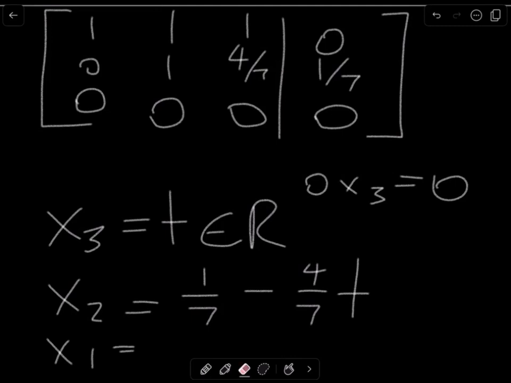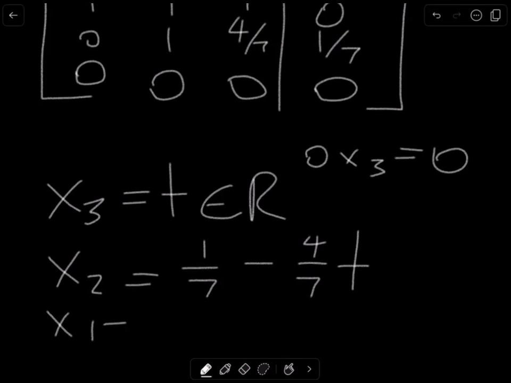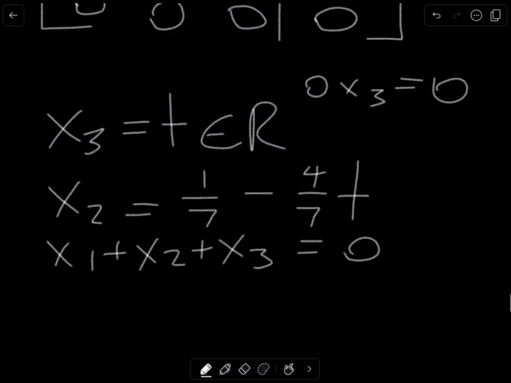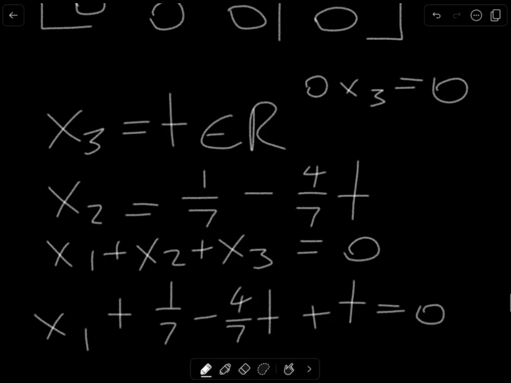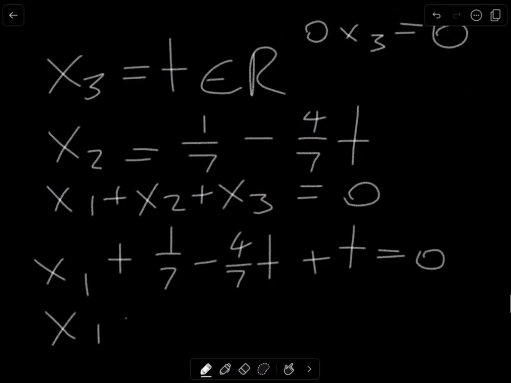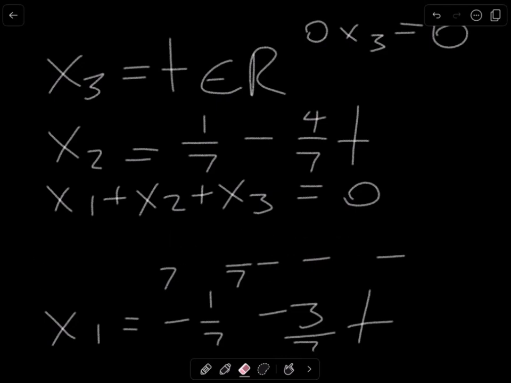Okay, so for x1, we are going to get x1 plus x2 plus x3 is equal to 0. So x1, and we know what x2 is, it's 1 over 7 minus 4 over 7t, and then x3 is t, is equal to 0. Solve for x1. x1 is equal to minus 1 over 7, and then we are going to have minus 3 over 7t on the right hand side. So here are your solutions.